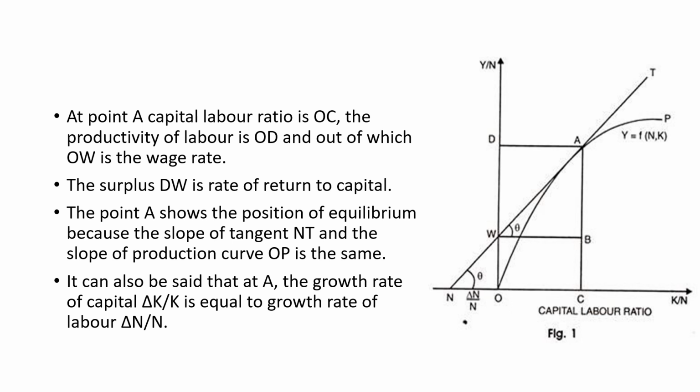The surplus amount, DW, is the rate of return to capital, and point A shows the position of equilibrium because the slope of tangent ND and the slope of production curve OP are the same. It can be said that at point A, the growth rate of capital, that is delta K by K, is equal to the growth rate of labor, that is delta N by N.